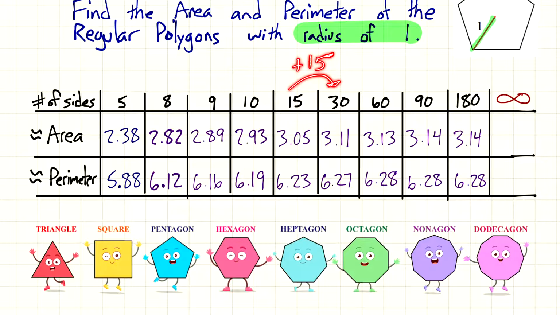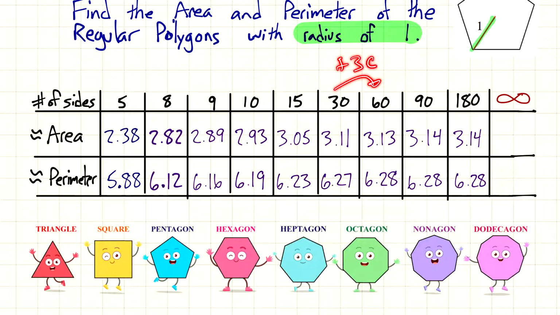We're literally doubling the number of sides, right? Which is pretty much what we did from 5 to 10. We doubled it, and it went from 2.38 to 2.93. Now, we went from 15 to 30, and you'll notice it got bigger, but not by much. Still not by much. And so, all right, let's double it again.